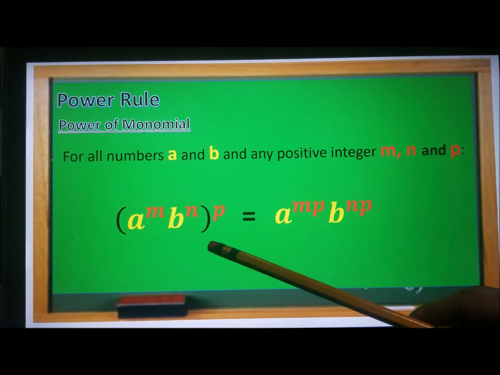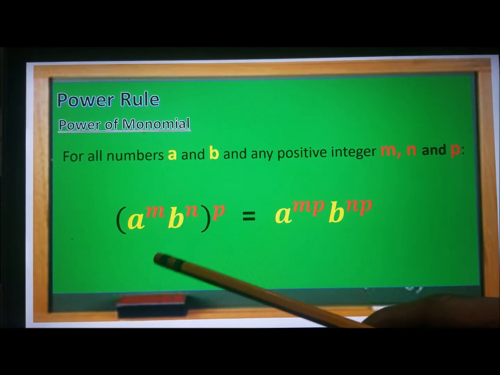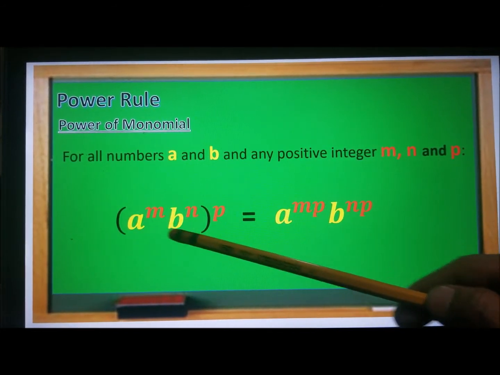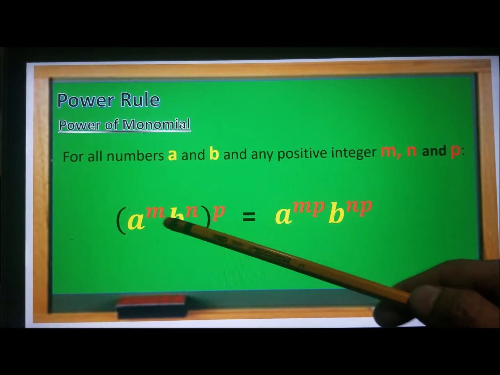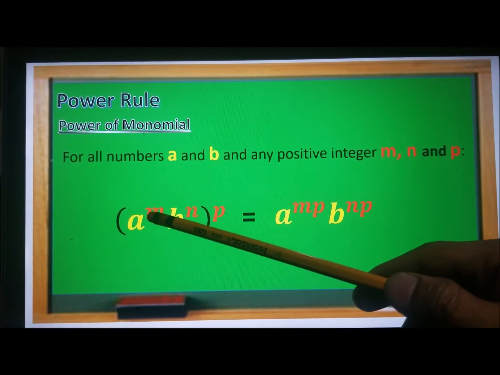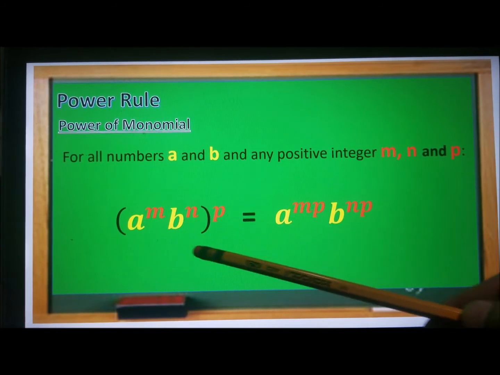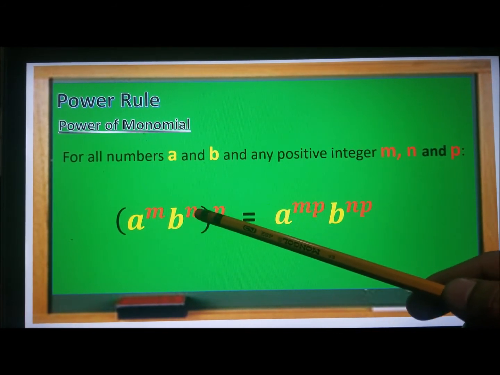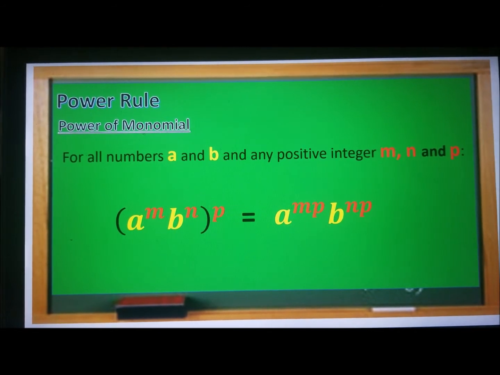Basically, when we are given this kind of exponent to be evaluated, all we have to do is copy the bases, then multiply the outer exponent with the inner exponent. So we have a raised to m raised to p, that is a raised to m times p, and so as b raised to n raised to p, that is b raised to n times p. Let us have the examples.